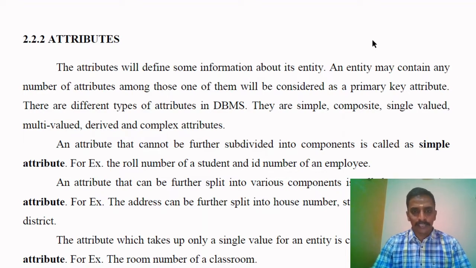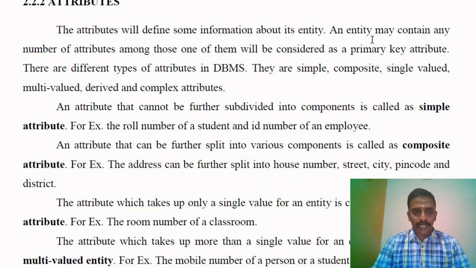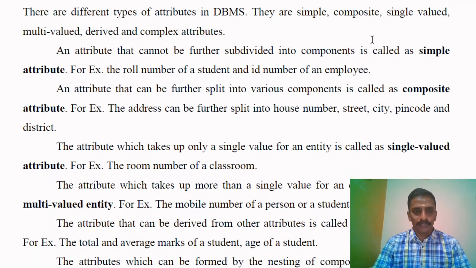The attribute which cannot be further subdivided into components is called a simple attribute. For example, the roll number of a student and the ID number of an employee are examples of simple attributes. The attribute that can be further split into various components is called a composite attribute. For example, the address. The address can be split into flat number, street, city, pin code, and district, and so on. The attribute which takes only a single value for an entity is called a single valued attribute. For example, the room number of a classroom.